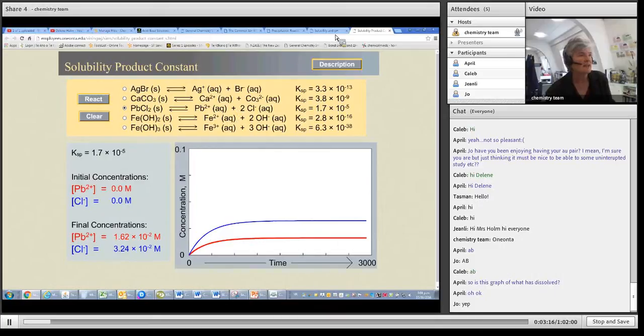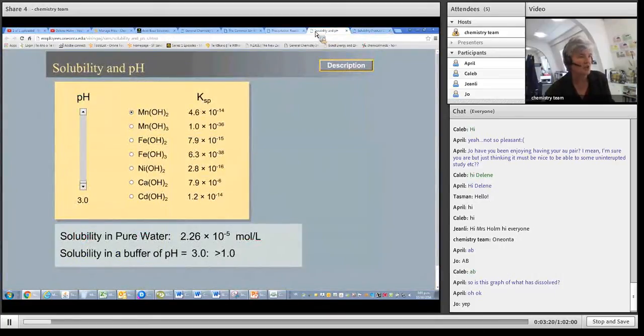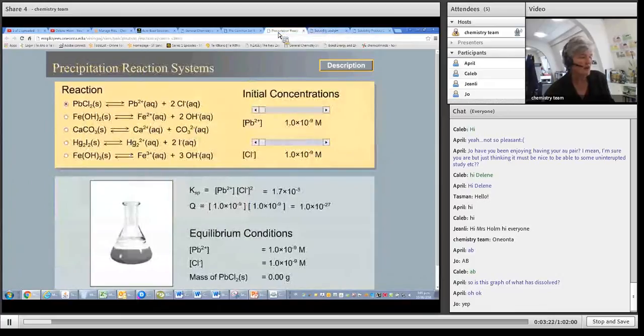Another one is, okay, no, that's pH. We're doing the common ion today. So this is another one you can do.